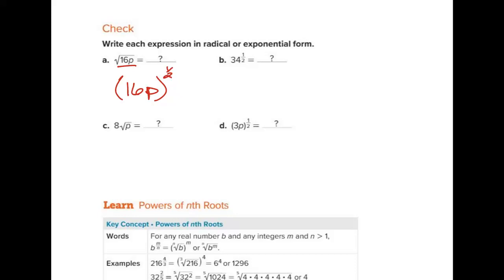Okay? Now, that 16, there's no exponent on it, so put a 1 on it. Same with the p, put a 1 on it. So that becomes 16 to the 1 times 1/2, and p to the 1 times 1/2.